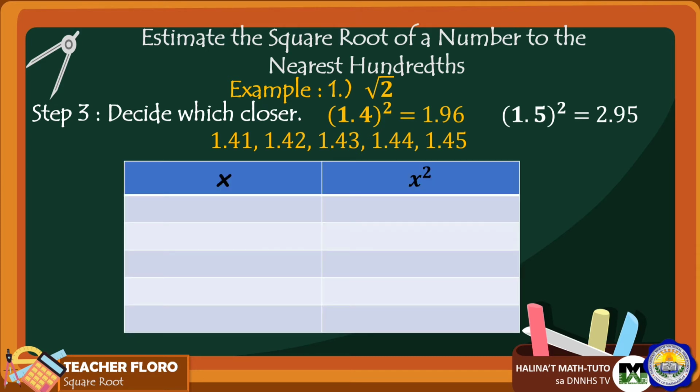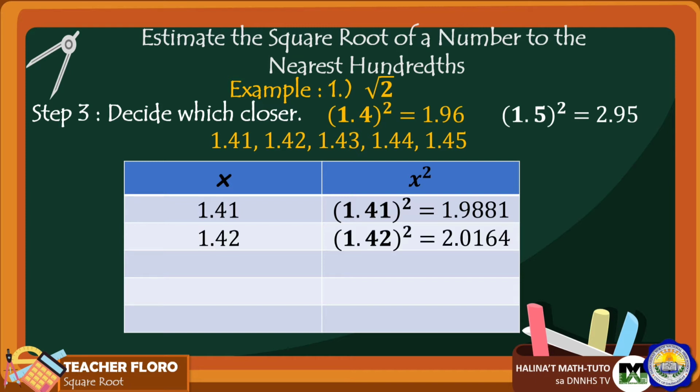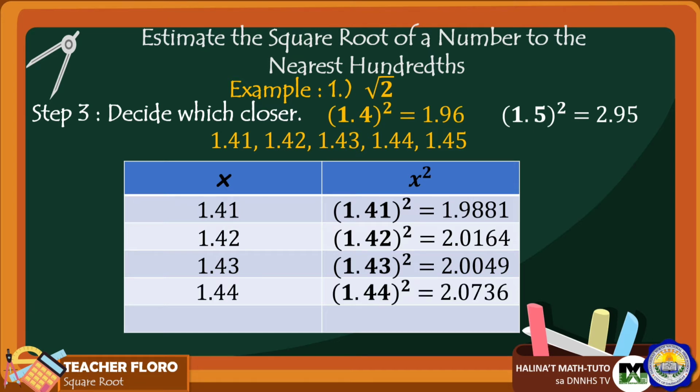Since the value is closer to 1.96, if we square 1.41, the answer is 1.9881. For the square of 1.42, the answer is 2.0164. For the square of 1.43, the answer is 2.0449. Squaring 1.44, the answer is 2.0736. Lastly, 1.45 squared, the answer is 2.1025. Which among the results is closer to the value of 2?